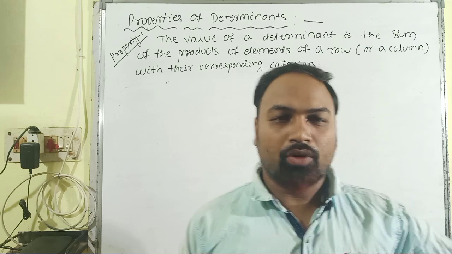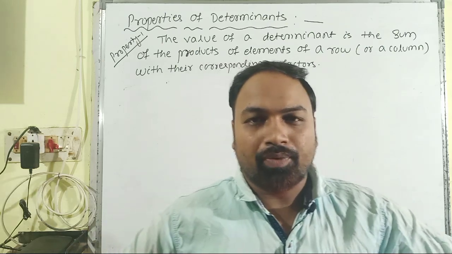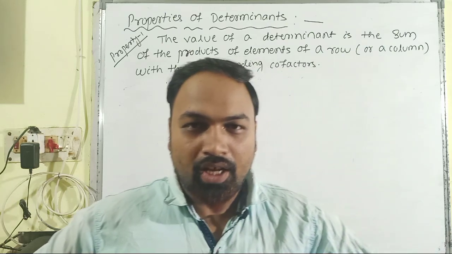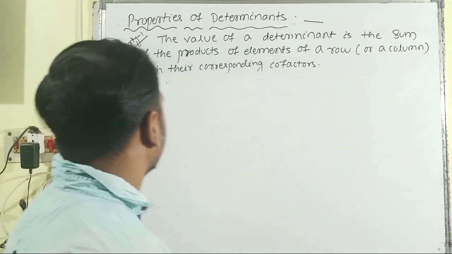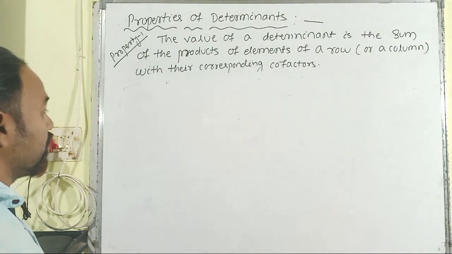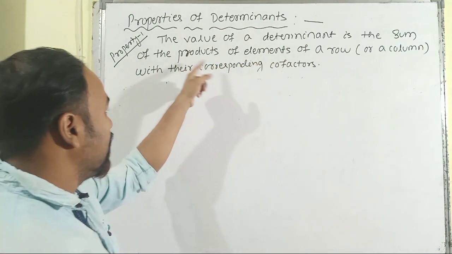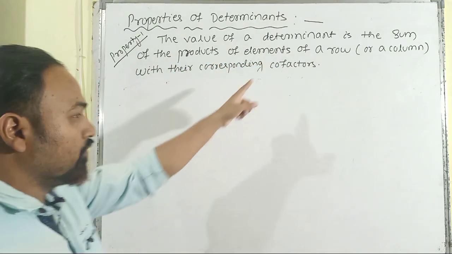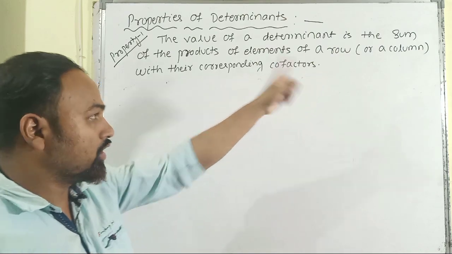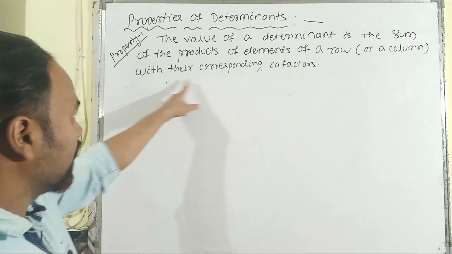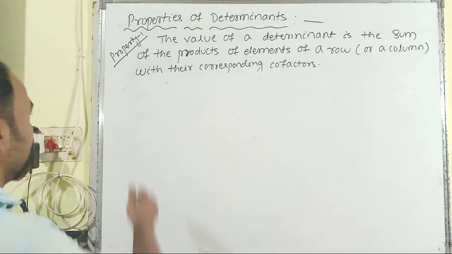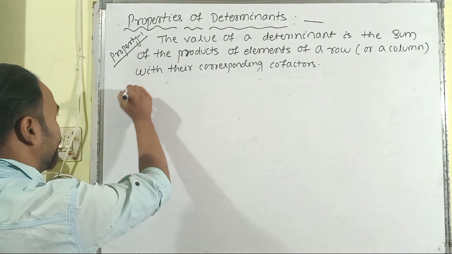In this particular session we are going to discuss all of the properties of the topic determinants. So let us start from property number 1. This property tells that the value of a determinant is the sum of the products of the elements of a row, or you can consider the elements of a column, with their corresponding cofactors, and let us prove it first.